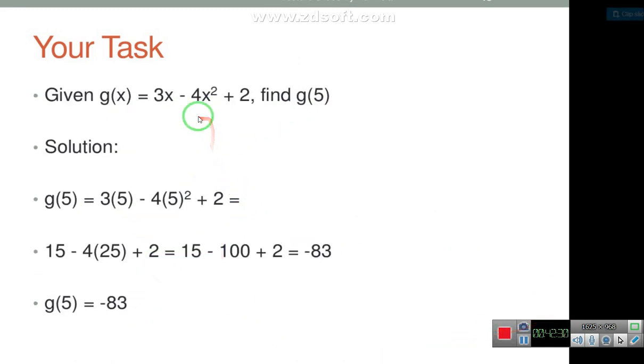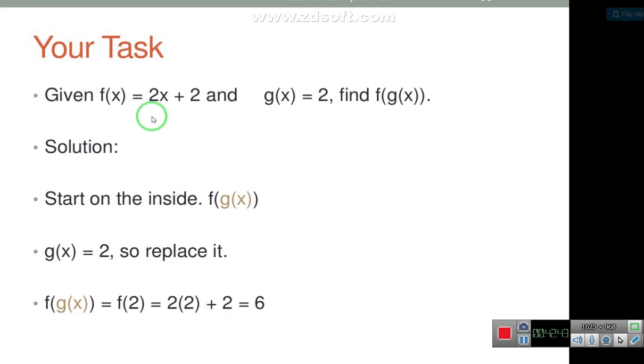Again your task: g of x is equal to this one, and you need to find the value of the function at 0.5, so just put in the value and you will get the answer. And another task for you: given f of x and g of x, find f of g of x as you did before. Where you have x, put in the other function. Hope you will get it. Yes, this is the answer. This is simple, even simpler.